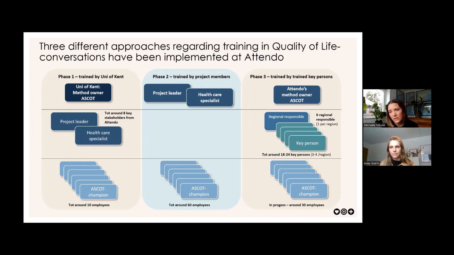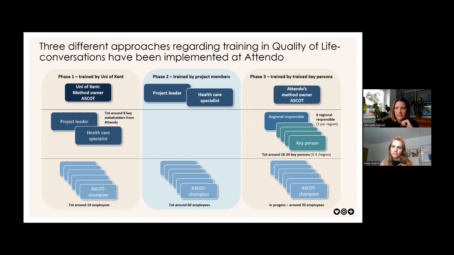The customers expressed that they really appreciated the conversation, and the employees expressed that they got a better understanding of what creates quality of life for each individual. So we decided on doing further testing of the method, and then we did this second round, and it was 12 nursing homes. And worth mentioning here is that ASCOT champions for us are care staff and assistant nurses, and not registered nurses or nurses. They are employees that our nursing home managers have handpicked because they're committed and motivated employees that we think have the possibility to do the quality of life conversation.